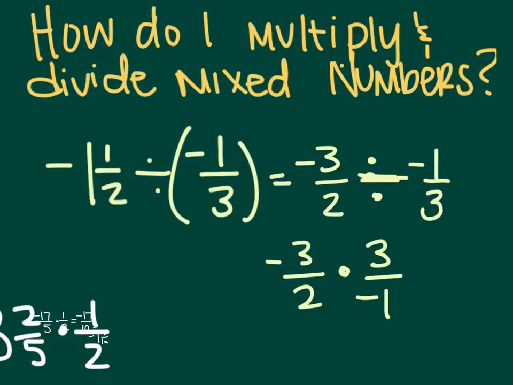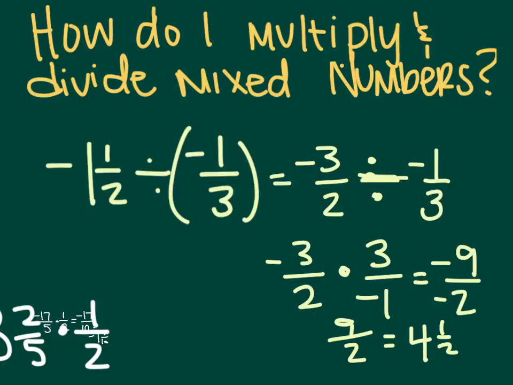Now I look to see if I can cross simplify, which I can't. So my answer is going to be -9/2. You should know a negative divided by a negative or times a negative is a positive. So my final answer is going to be 9/2 positive, which I can turn into a mixed number, which would be 4.5.